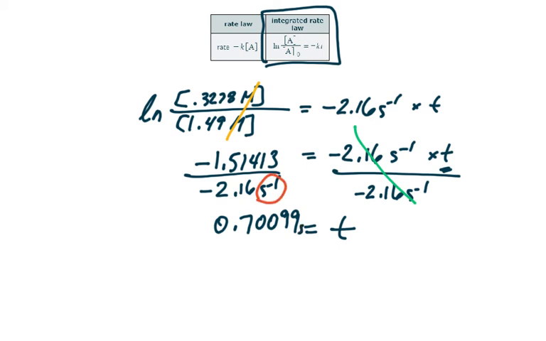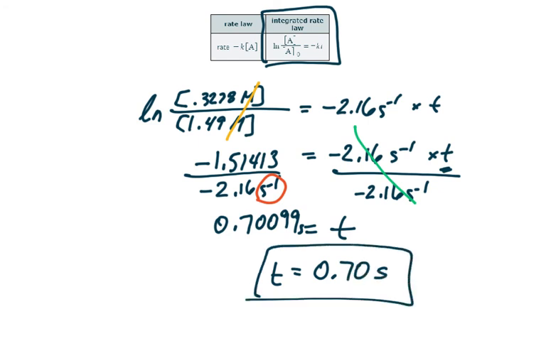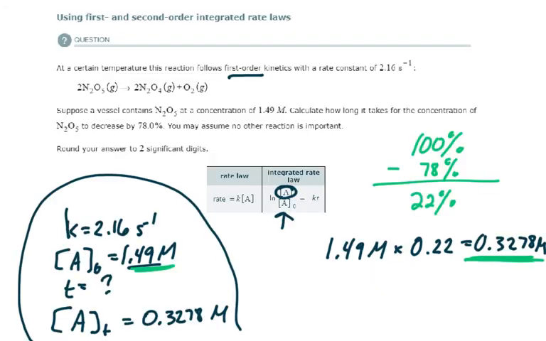They want our answer to two significant digits, so time will be equal to 0.70 seconds. So it will take almost 1 second for 78% of our starting concentration of N2O5 to be used up. And this will be the final concentration after that 0.7 seconds.